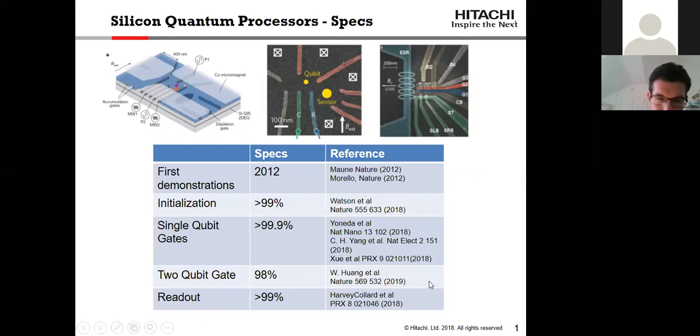The one aspect that is slightly weaker is the 2 qubit gates, where only last year researchers in Australia demonstrated 98% fidelity. In terms of readout, the highest fidelity is done with single electron transistors. So this is worth remembering because we'll be talking a lot about readout, but the time scales to achieve those fidelities are a little bit long.